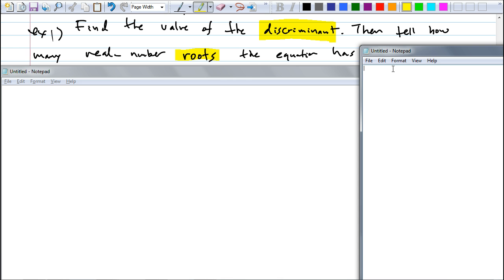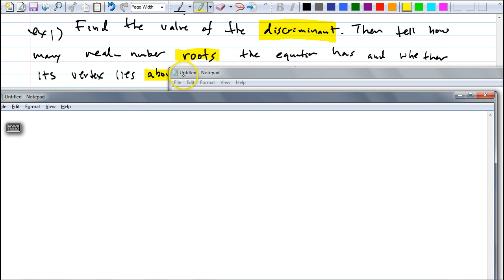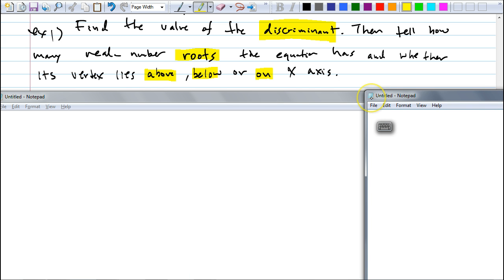Not only that, they ask you whether its vertex lies above, below, or on the x-axis. That's how they get creative. It turns out it's not that hard. All you have to do is do a little sketch. If you do a sketch, you will see where the vertex lies, because if you know how many solutions it has and whether A is negative or positive, you can tell. Does that make sense? So you could have two solutions.